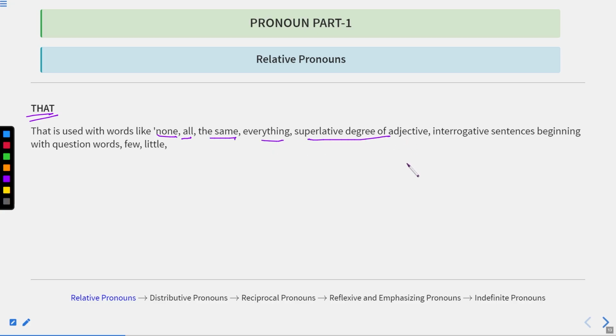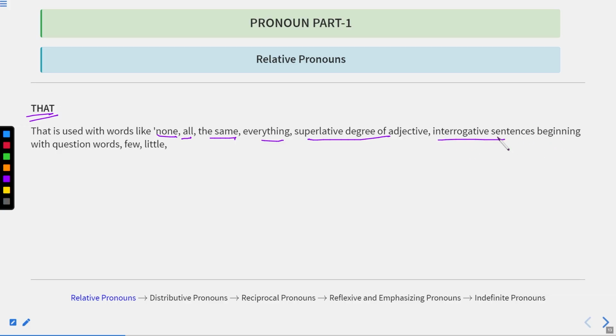Now we know well that adjectives can be divided into 3 degrees of comparison. One is the positive degree of adjective, then the comparative degree of adjective, and then the superlative degree of adjective. So whenever you find any superlative degree of adjective in a sentence, you would add that before it. You would add that in that sentence. Okay, it means you should use that as a relative pronoun in that sentence.